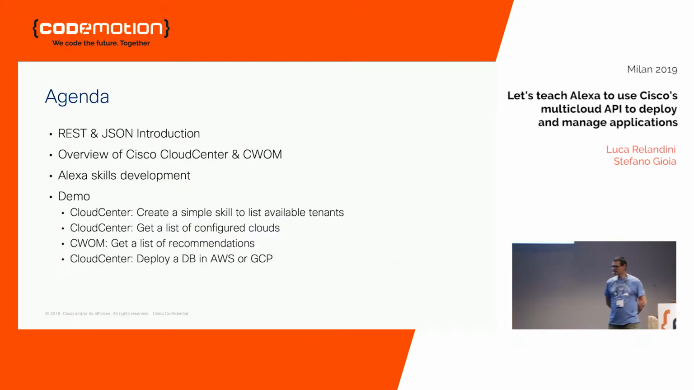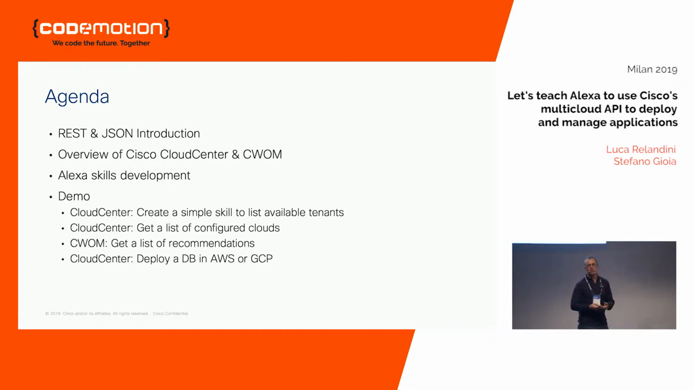So today we are going to show the integration of Alexa with the API exposed by some Cisco products, software products that we use for orchestration and integration with the public cloud and actually also private cloud. We will create sample skills in Alexa that are very appealing because you can deploy a database, a web server, a complex application everywhere in every cloud through our products.